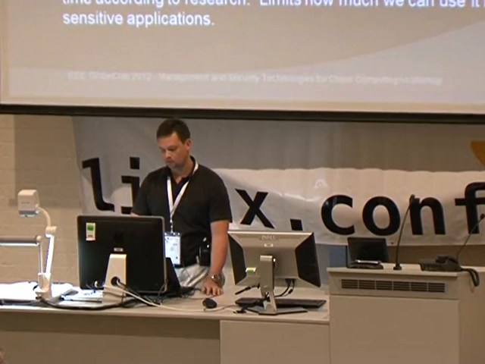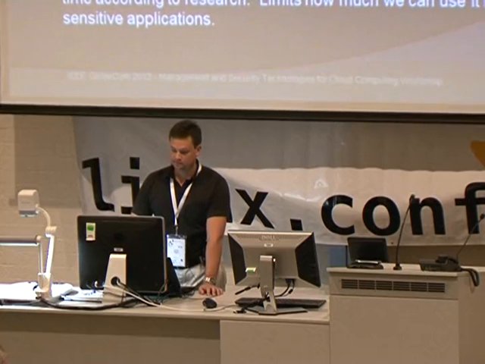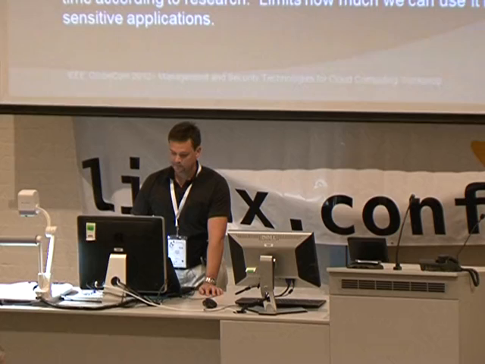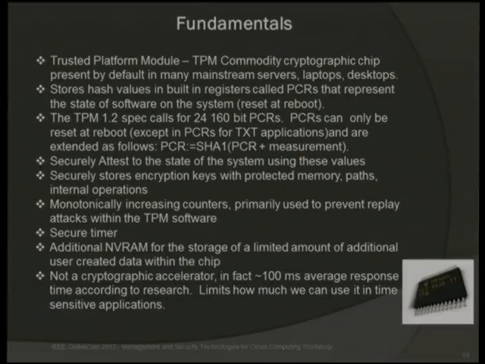The core of it is the TPM, the Trusted Platform Module. It's present in pretty much any server, laptop, or desktop you can buy, at least in the US. It stores hashes in built-in registers called PCRs, which stand for Platform Configuration Registers. They represent the state of the system at boot, and they reset anytime the machine is rebooted. The spec calls for 24 of these registers, and it also defines what some of them are supposed to do.